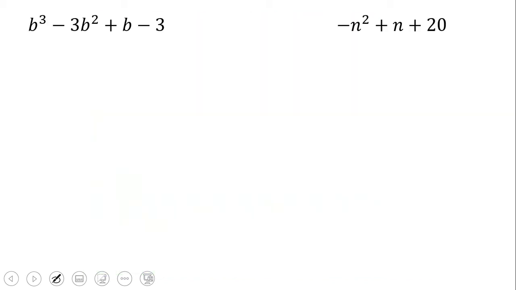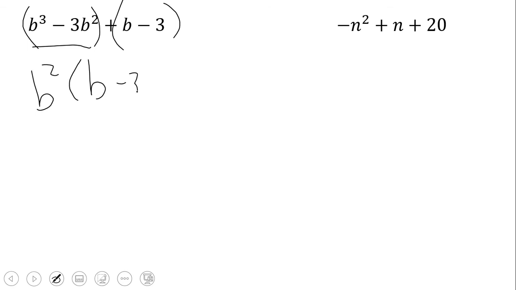And that's the technique that we're going to need here in problem number 27. So again, you're going to go ahead and group the first 2 and group the second 2. The greatest common factor of these first 2 terms is a b squared. And when you take that out, you're going to get b minus 3. Sadly, b and negative 3 don't have anything in common aside from a positive 1. So you are going to factor out a positive 1.